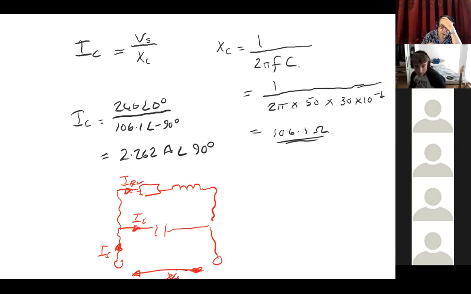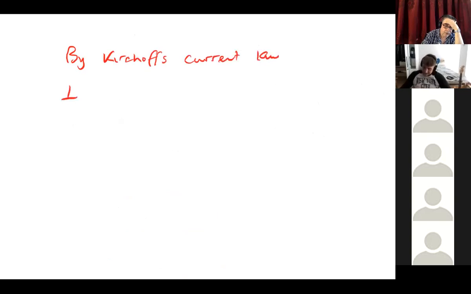Yeah, because that electrical law is called Kirchhoff's current law. IS is IRL plus IC. Yeah.